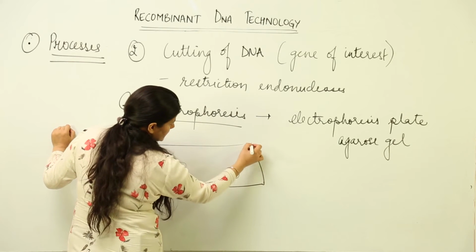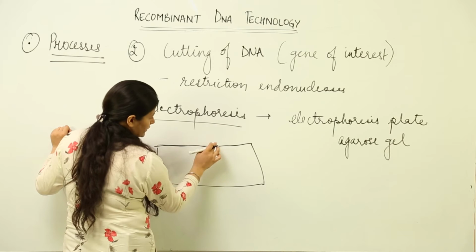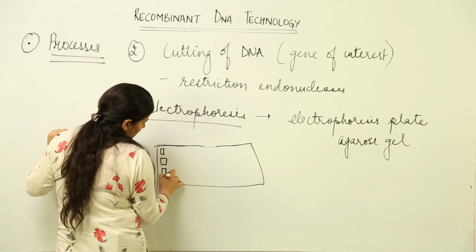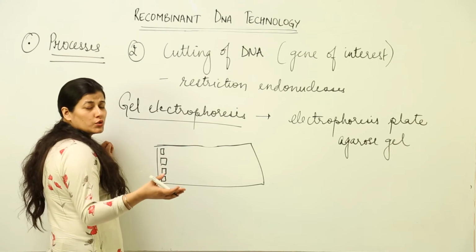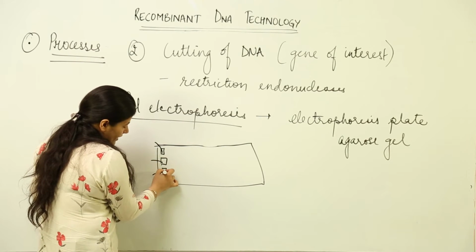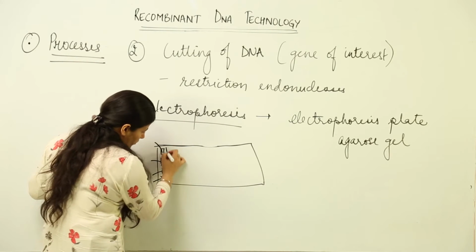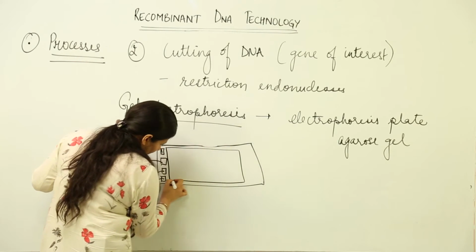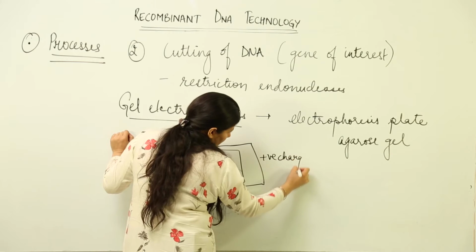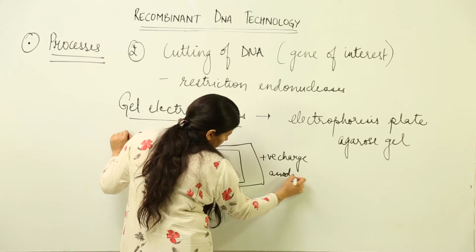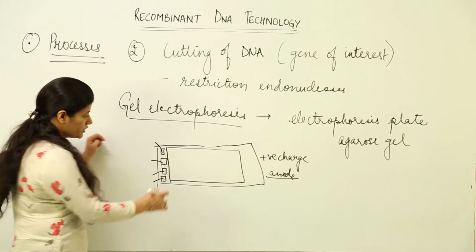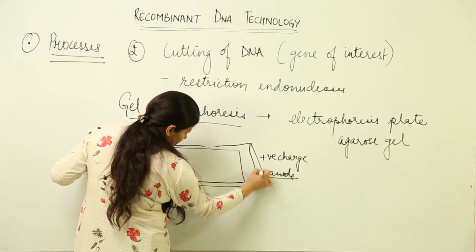You know, DNA is a negatively charged particle, right? Over here we have small wells in which the DNA, which has been subjected to restriction endonucleases and cut, is put. The DNA is added into these wells. Here we have the agarose plate, and at the other end we have positive charge. That is the anode. Now when the DNA is added over here, due to its affinity towards positive charge, it would move towards this end, the anode.